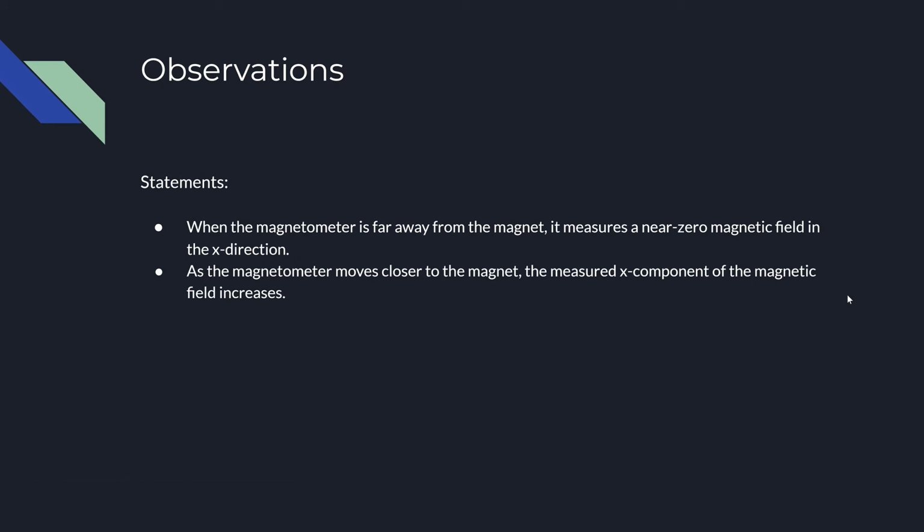Our observation statements. So the two observation statements that I found to be true were that when the magnetometer is far away from the magnet, it measures a near zero magnetic field in the x direction, which is true because we had to adjust it so that it would measure this field in order to account for the magnetic field of the Earth. And then as the magnetometer moves closer to the magnet, the measured x component of the magnetic field increases. This is true, as we know from calculating the distances at which the x component will equal a certain value.